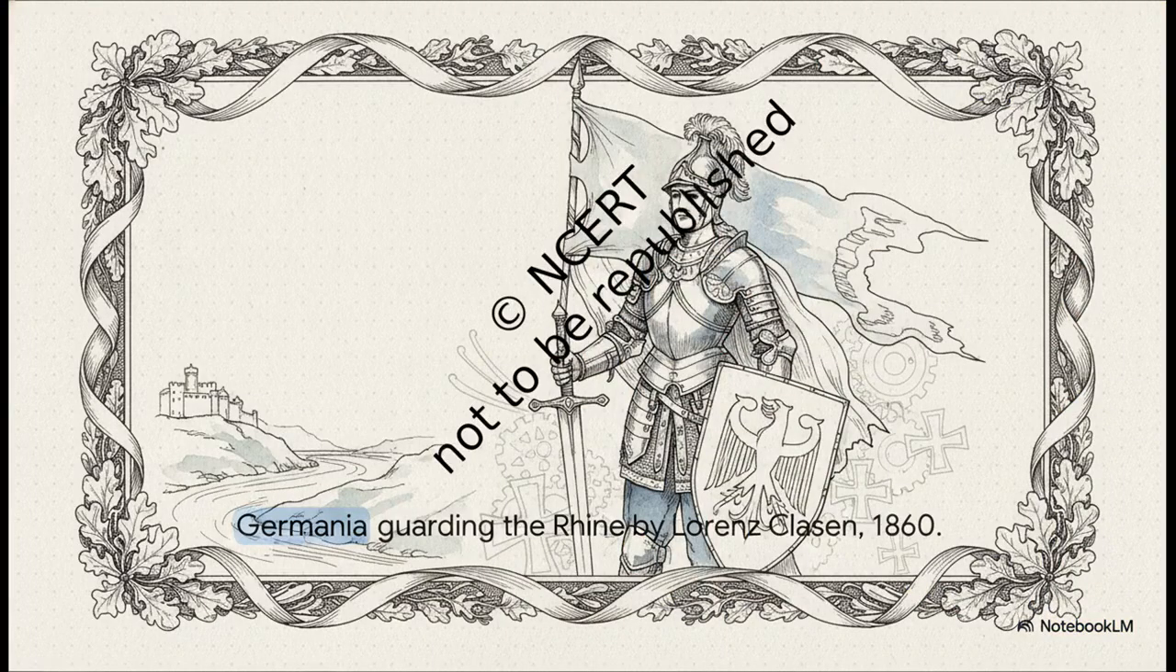Just take a really close look at this painting from 1860 by Lorenz Classen. It's titled Germania Guarding the Rhine. Notice her imposing posture. I mean, she isn't a civilian figure like Marianne at all. She is heavily armored, alert, and deeply intense. Literally every brushstroke in this painting is designed to project immense strength and military readiness.